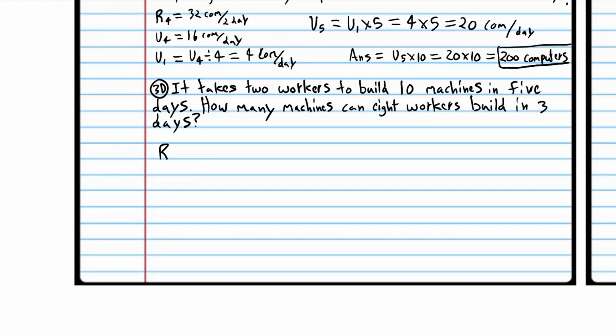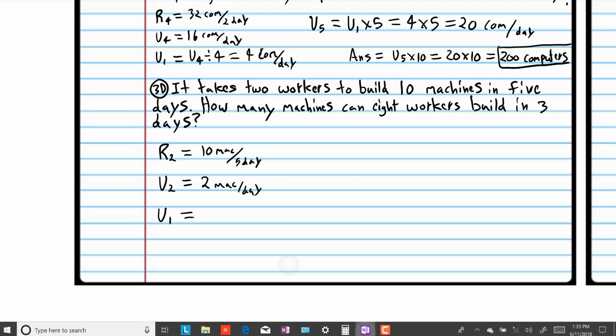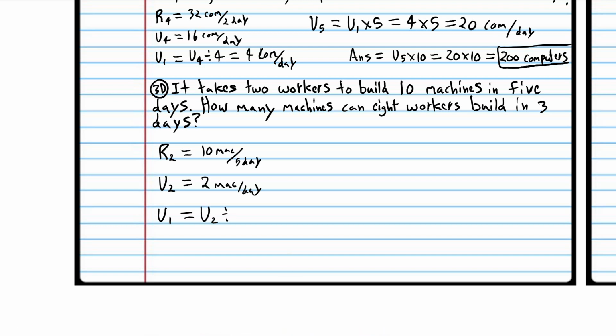All right, so the rate for 2 workers is 10 machines in 5 days. You just divide those two numbers to get the unit rate for 2 workers. 10 divided by 5 is 2. And then to find the unit rate for 1 worker, it's just the unit rate for 2 workers divided by 2. I guess I can write that down here.